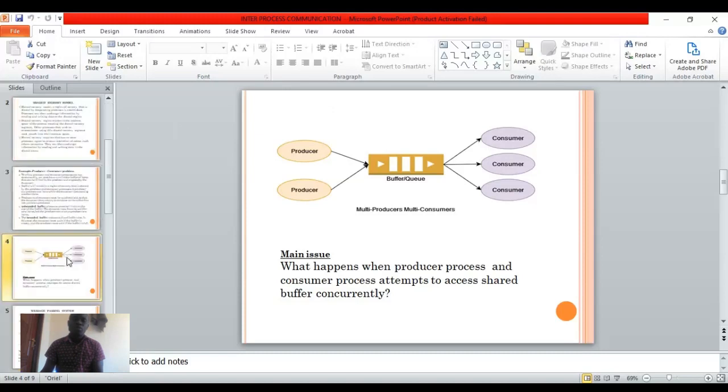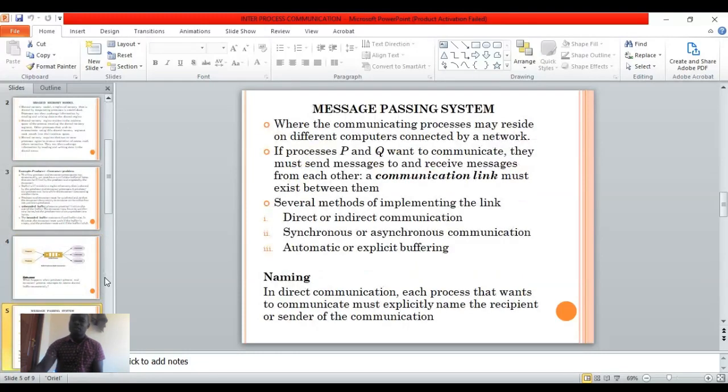In the message passing model, the communicating processes don't need to reside in the same computer. They can reside in different computers, connected by a network. So process P and process Q can communicate with each other, sending and receiving messages, and this can only be made possible by a communication link that exists between them.